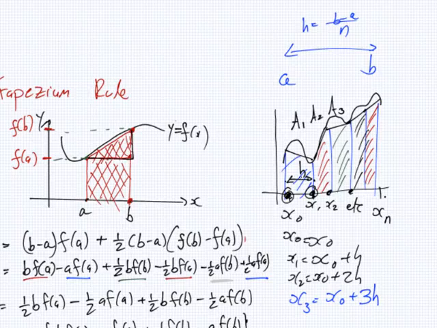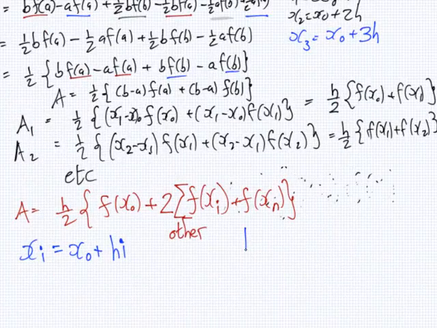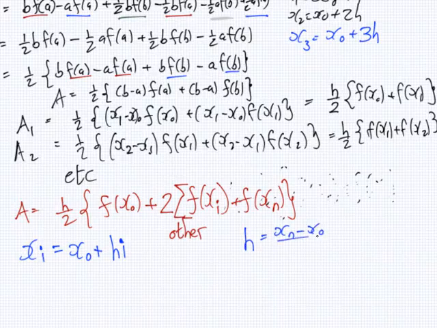For example, here how many pieces do I have? 1, 2, 3, 4, 5. So the h will be the length divided by 5. Can you see that? Yeah. So I'll write here h equals xn minus x0 over n. And the only thing to say at the end, some books write x0 is a and xn is b if you want, but you don't have to. I don't want to confuse things too much because I know there's a lot here.